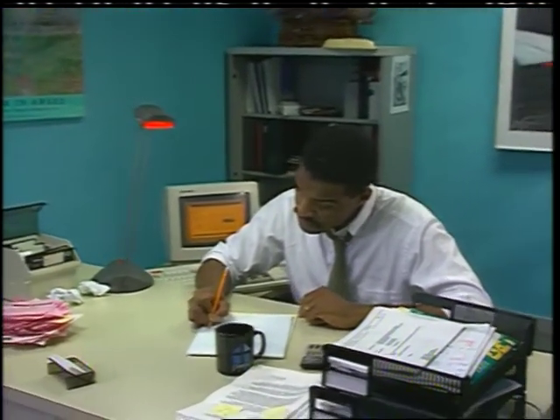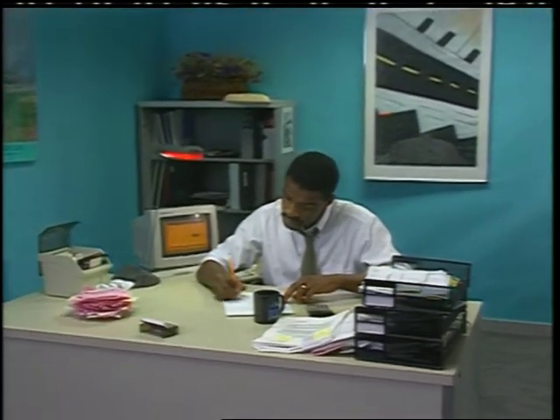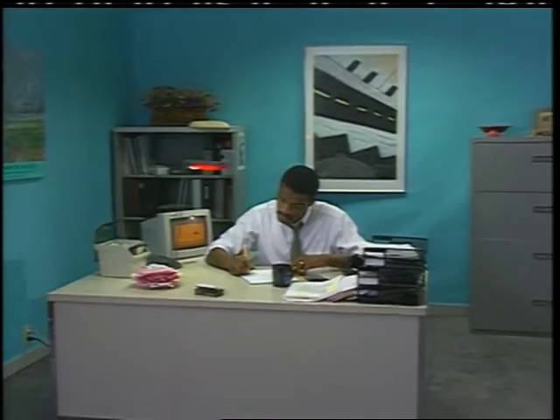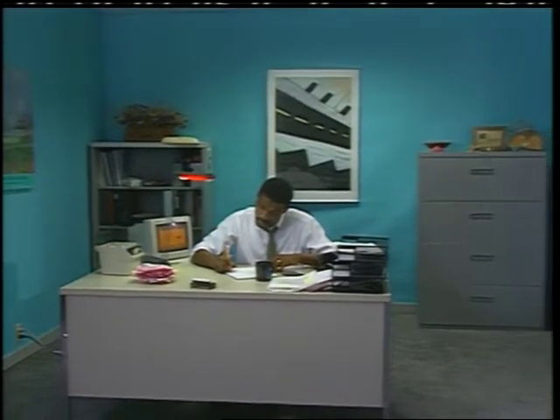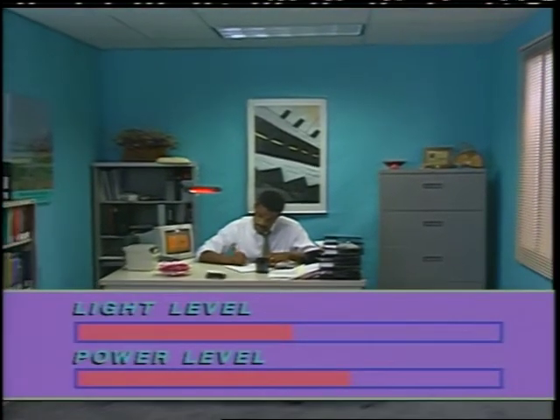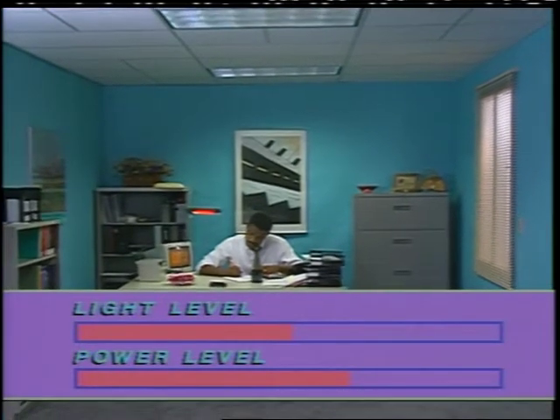The architectural and lighting elements of this workspace can be quickly changed. The impact of each change on the light level and power requirements will be illustrated with 2 meters that will appear at the bottom of the video screen. 1 meter shows light level on the work table. The other meter shows the electrical power being used.